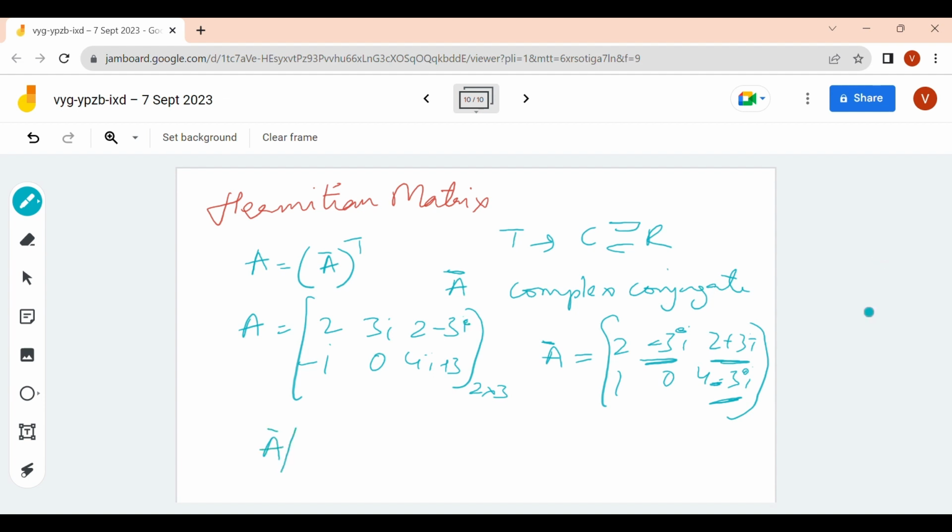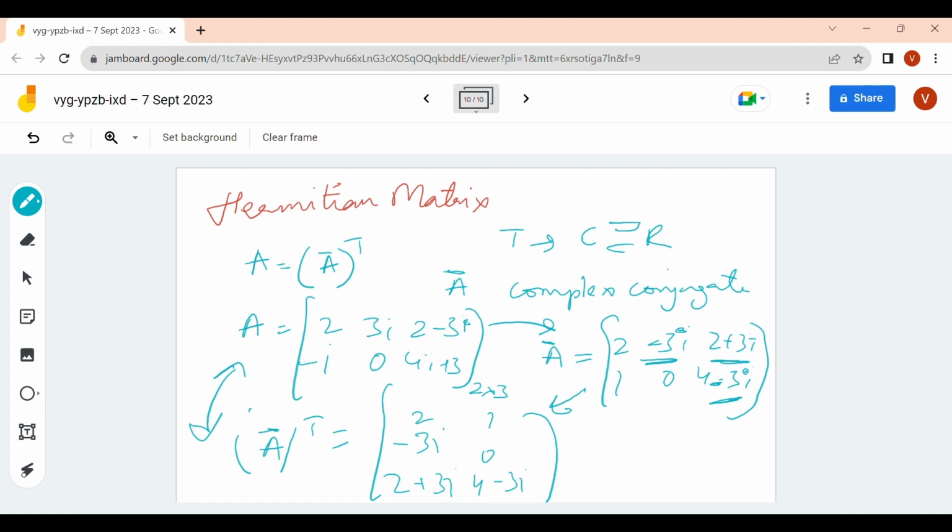Now if I take the transpose of that one, it will become 2 minus 3i and 2 plus 3i, then 1, 0, 4 minus 3i. These two are not equal in this example; I just wanted to tell what A bar is and how it changes into A transpose. You can check whether the matrix A is Hermitian or not like this. This is not a Hermitian matrix because these two are not equal. If they are equal, it is a Hermitian matrix.